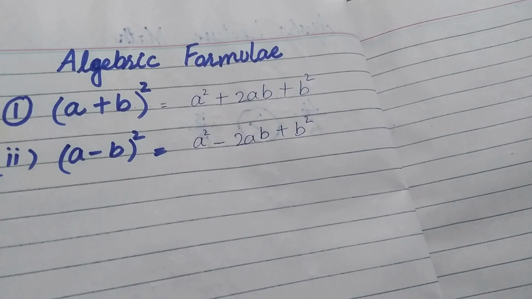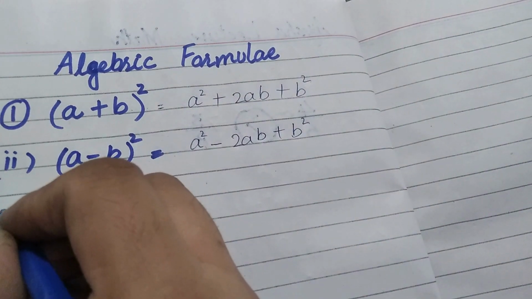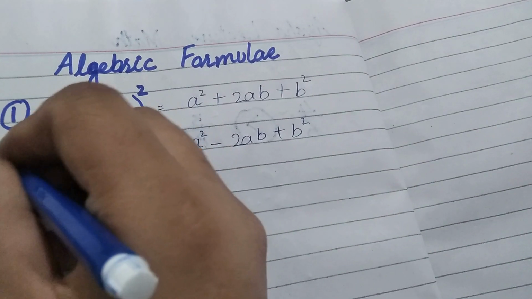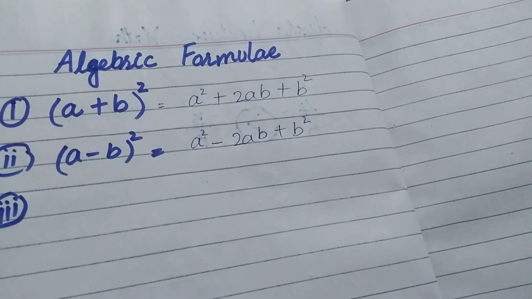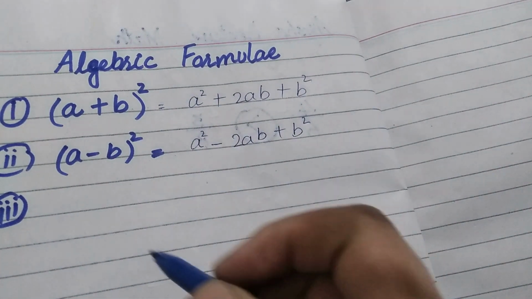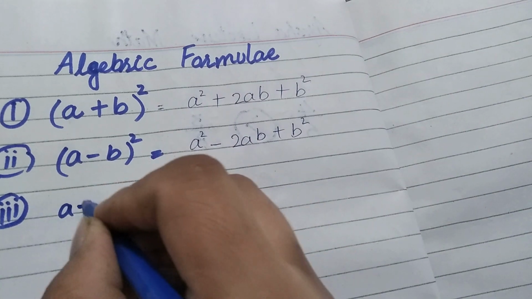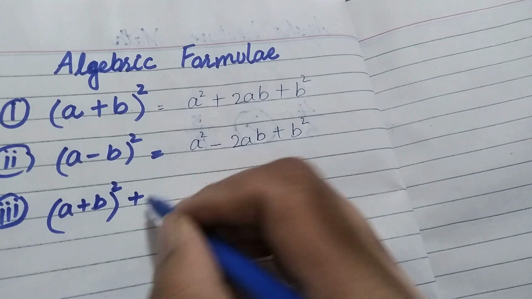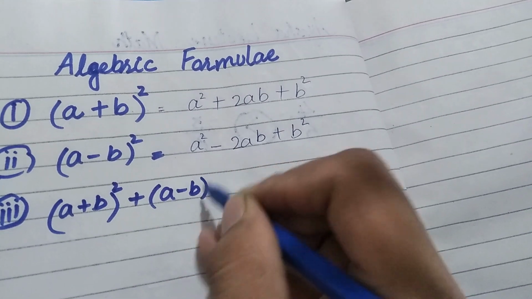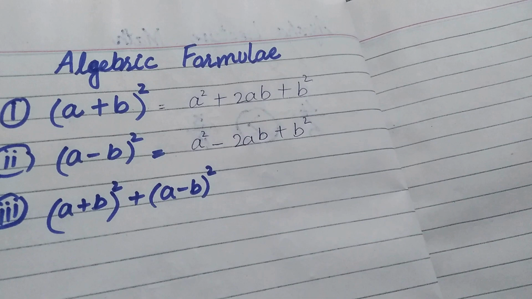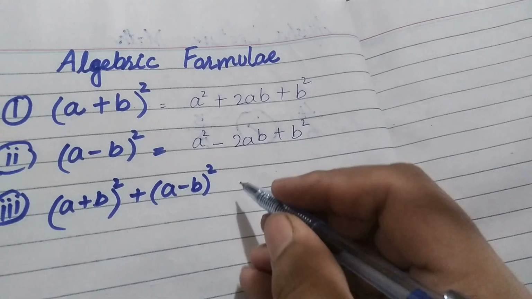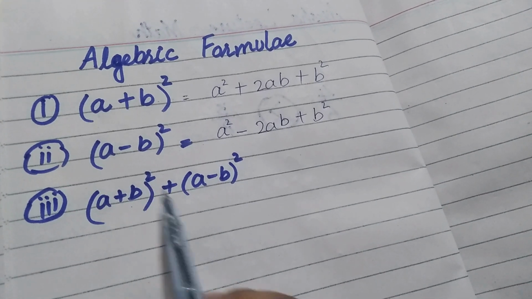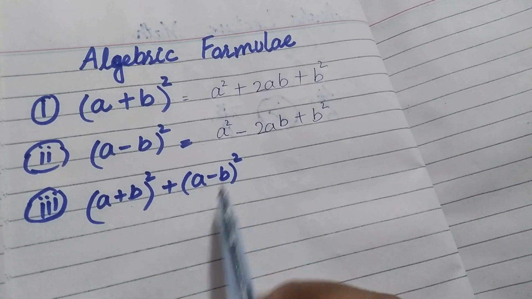Now the third formula is (a plus b) whole square plus (a minus b) whole square. What will be equal? (a plus b) whole square plus (a minus b) whole square.